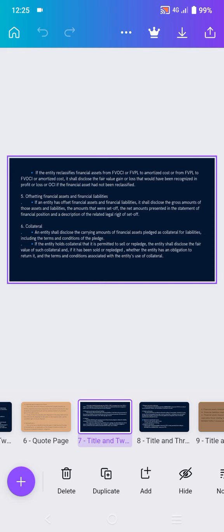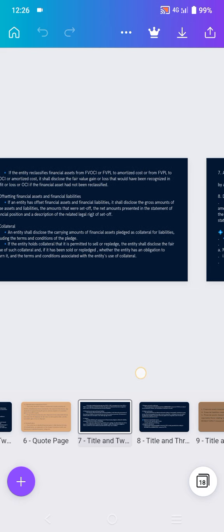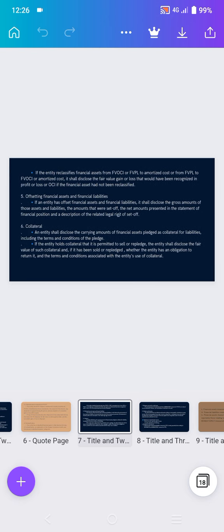Number 5, offsetting financial assets and financial liabilities. If an entity has offset financial assets and financial liabilities, it shall disclose the gross amounts of those assets and liabilities, the amounts that were set off, the net amounts presented in the statement of financial position, and description of the related legal right of set off.